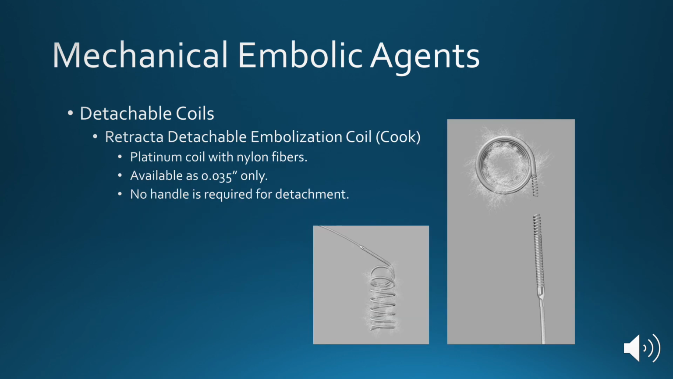Cook makes the Retracta coil, which is essentially a Nestor coil affixed to a pusher wire. It's the same platinum coil with nylon fibers, and it's available as an 035 coil. No handle is required for detachment. Instead, it's a screw-like detachment between the pusher and the coil.